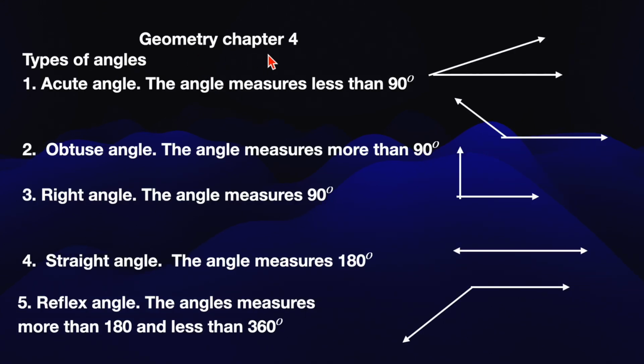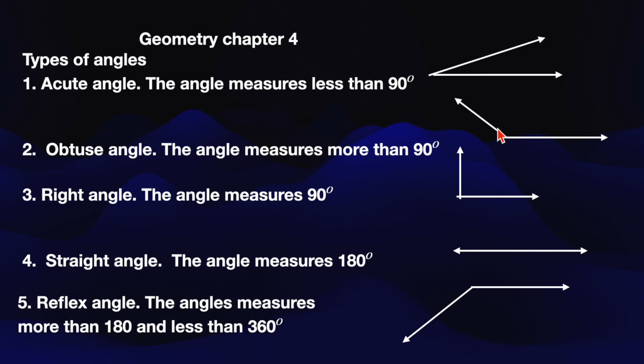Okay, Geometry chapter 4, Types of Angles. First let us see the definition of different types of angles. The first one is acute angle. The angle measures less than 90 degree. So here you can see this is an example of acute angle. If you measure this angle, it will be less than 90.